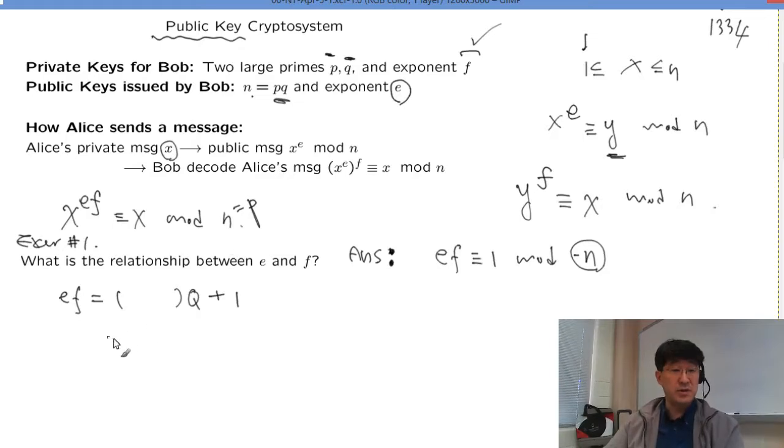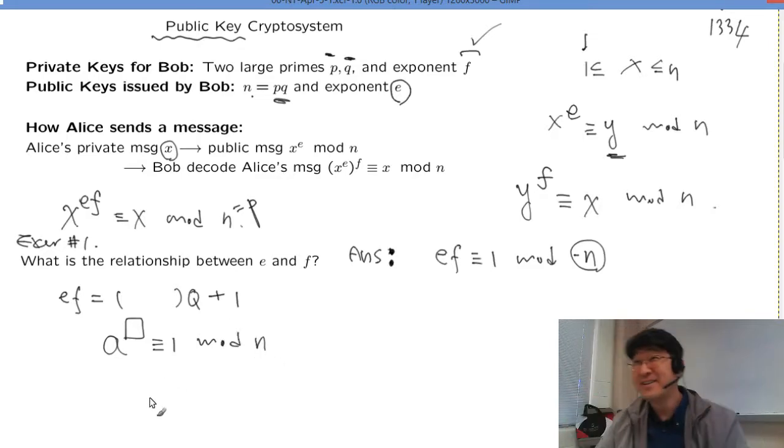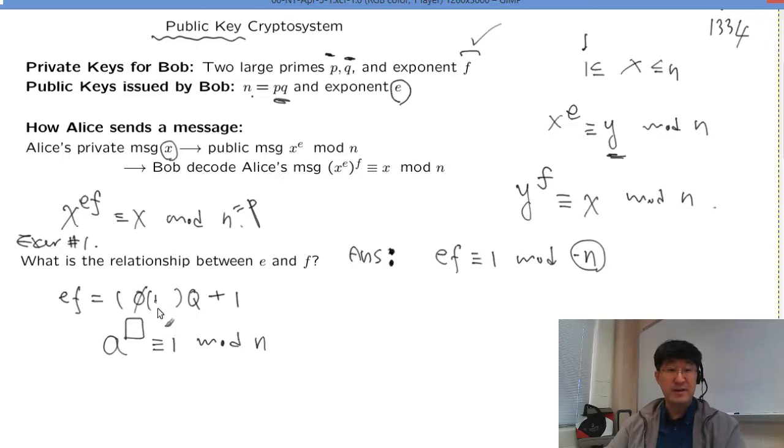This is the secret: if I raise something to that, it's supposed to be 1 mod n, right? Phi of n. Phi of n is right. If you divide this one by phi of n, then as you can see, a to the e to the f is a to the phi of n raised to the qth power, which is 1. And that just leaves you 1 in there, right?